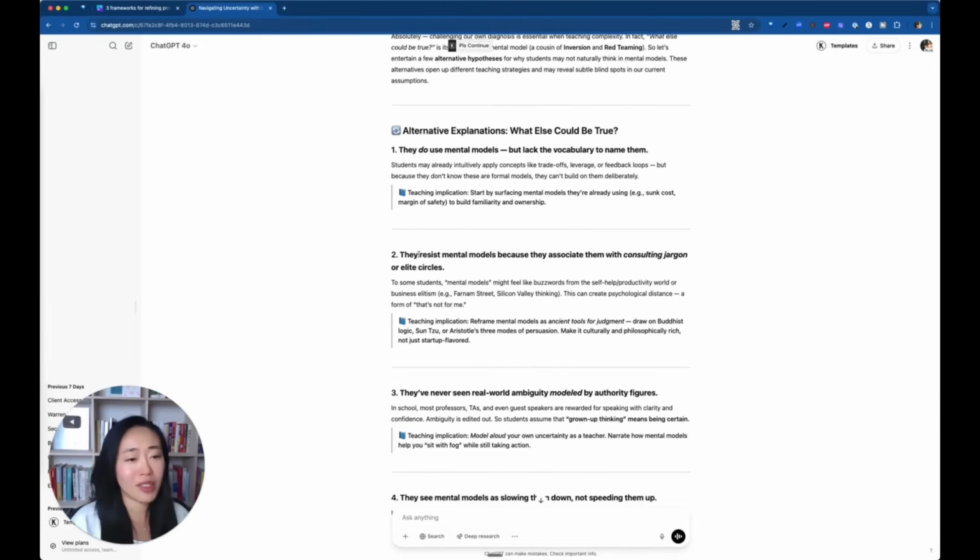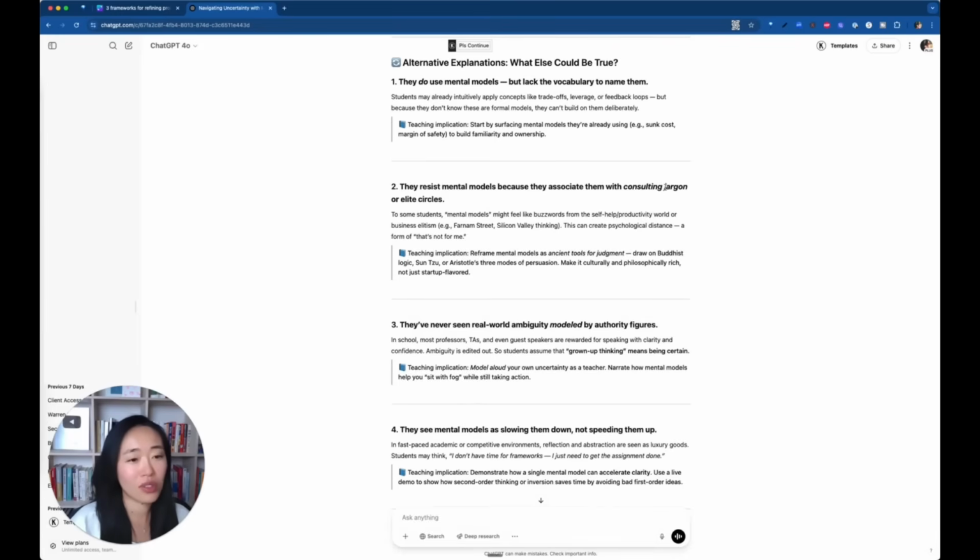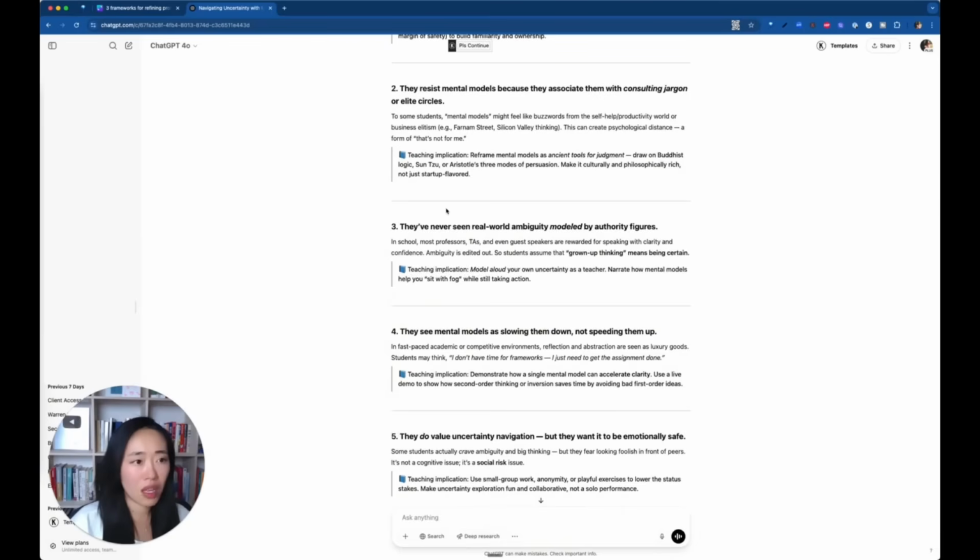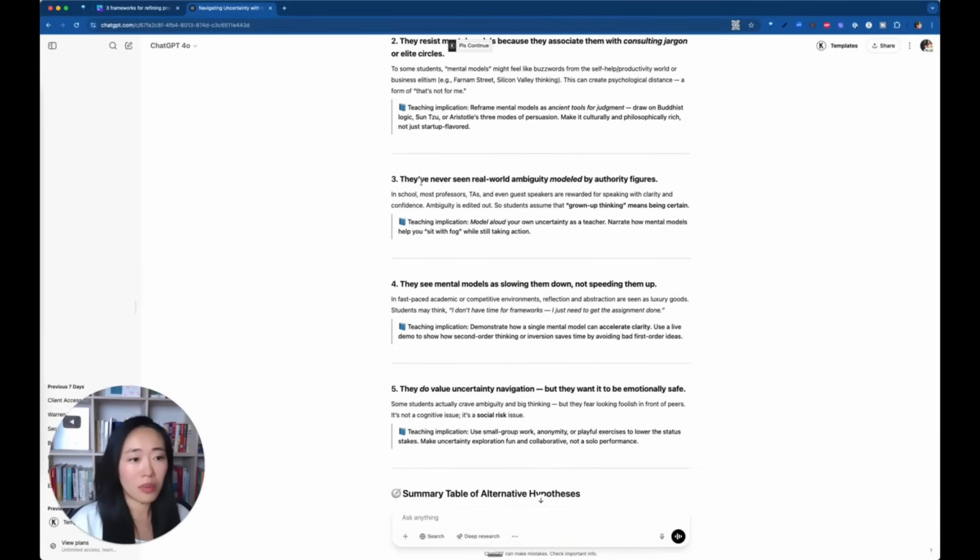All right. They resist mental models because they associate them with consulting jargon or elite circles. Not super relevant for this group is my hunch, because they are in finance, they are in risk management, but okay, I'll keep that in mind. They've never seen real-world ambiguity modeled by authority figures. This is so interesting. Okay, now I'm just getting so excited.